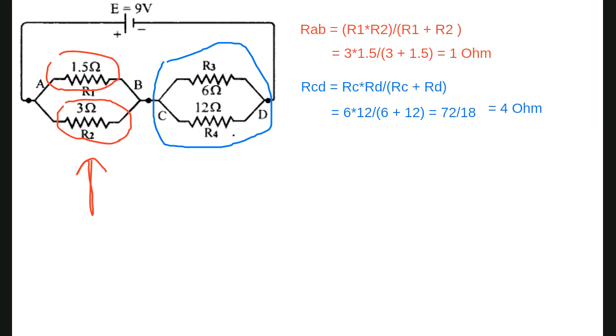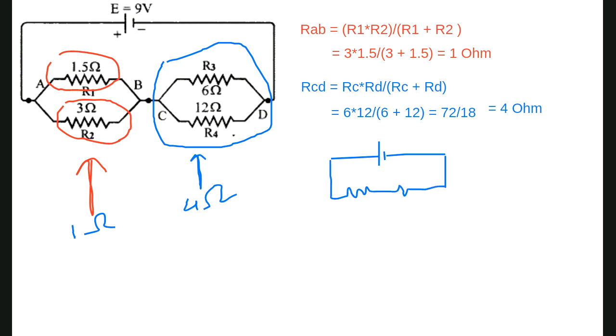Now I will draw a simplified circuit. Here this one is 1 ohm, and this one is 4 ohm. If you draw the simplified circuit, how it looks: a battery, a resistor RAB, another resistor RCD, this one is 1 ohm, and this one is 4 ohm, with 9 volt. What do you want? You want the current, right? How much is the current in the circuit?